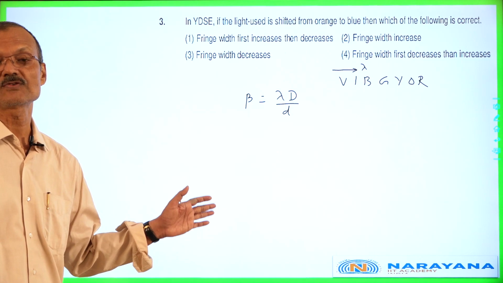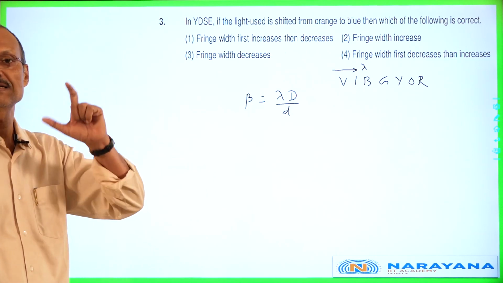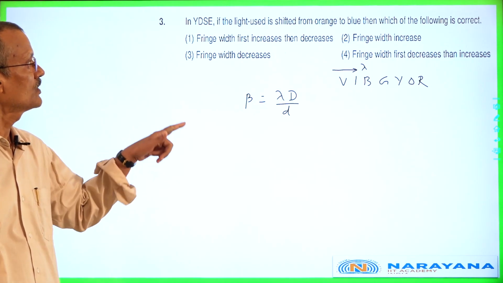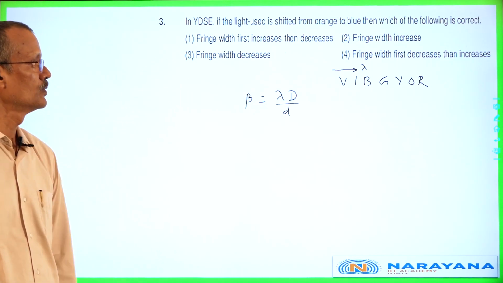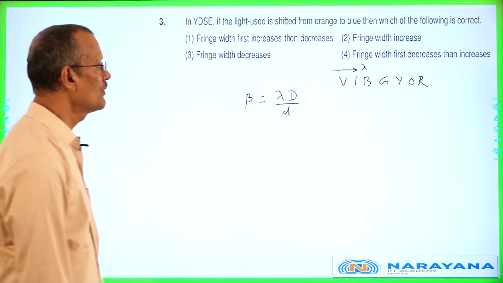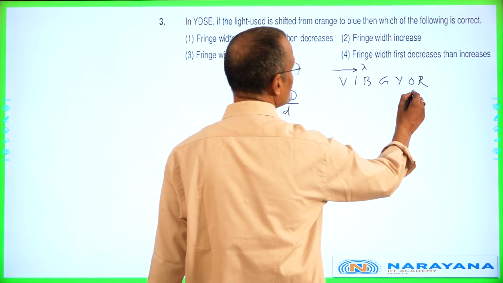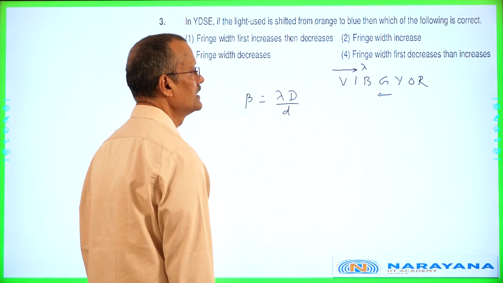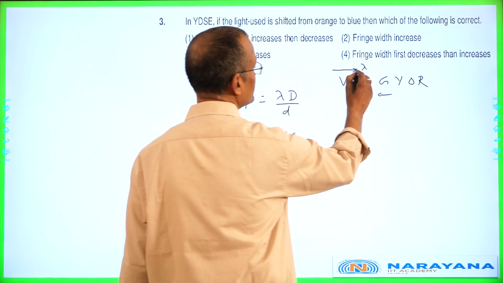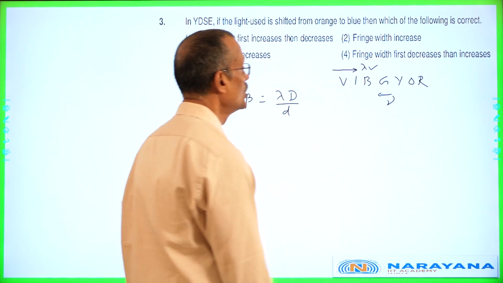D is the distance of the screen from the double slits, small d is the separation between the slits, it is constant, they are just changing color from orange to blue. So, when you go from orange to blue, in this direction lambda is decreasing, and in the other direction frequency is increasing.